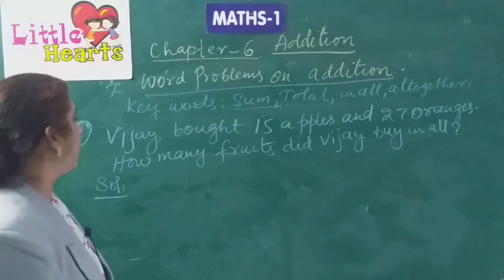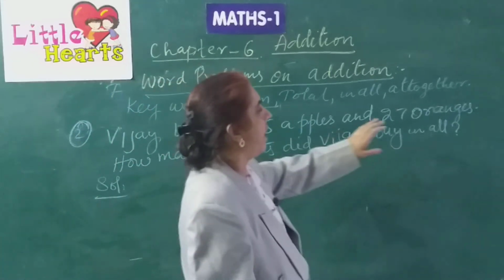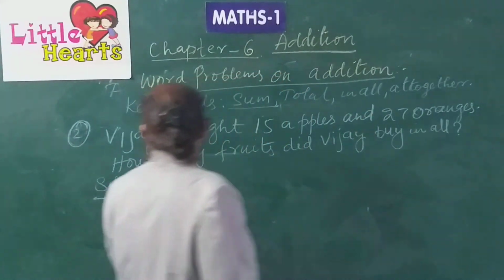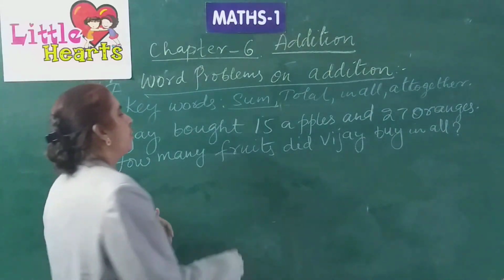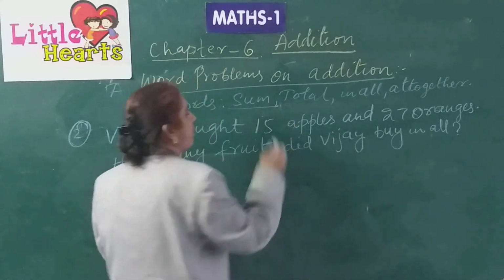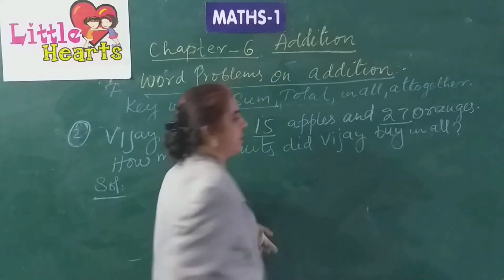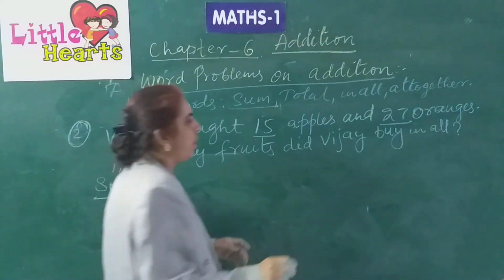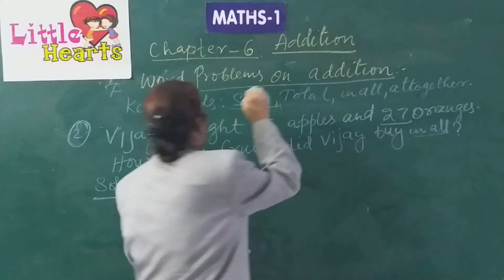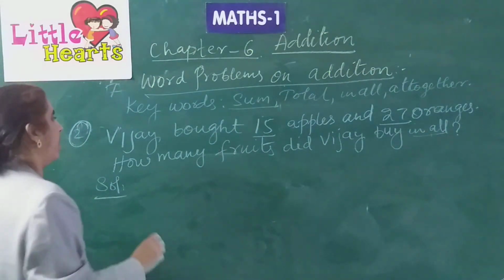Yes, here is another word problem for you. Vijay bought 15 apples and 27 oranges. How many fruits did Vijay buy in all? So he went to a shop, fruit market, and brought 15 apples, 27 oranges. How many fruits did Vijay buy in all? In all is the keyword that shows that it is a problem on addition. Total, how many fruits he bought?